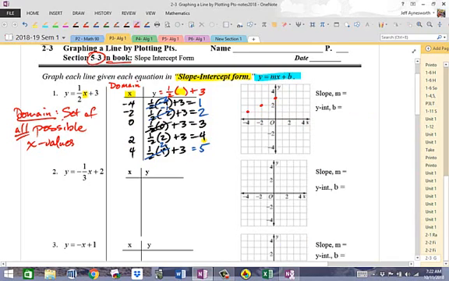Okay, 2 comma 4 is right 2, up 4. Right 2, up 4. And then 4 comma 5 is right 4, up 5. Okay, and then use a straight edge, use a ruler here, or a straight edge to graph your line, okay?